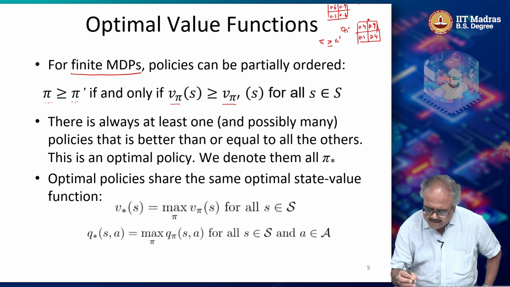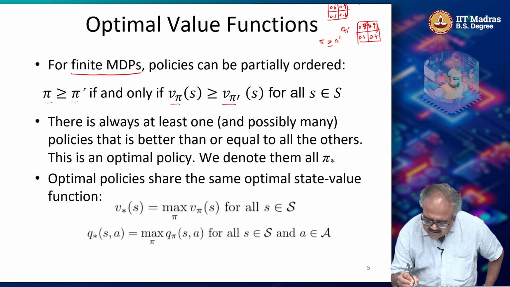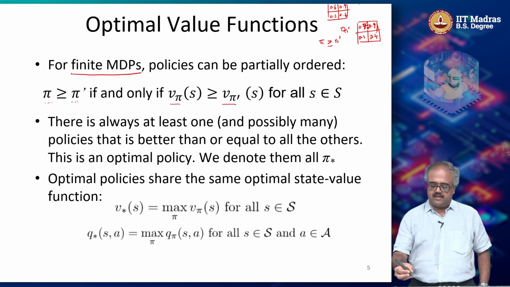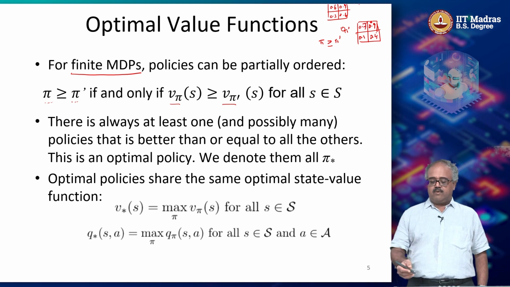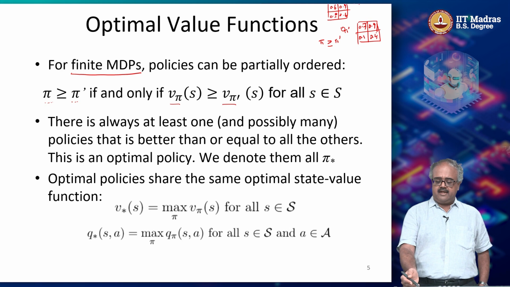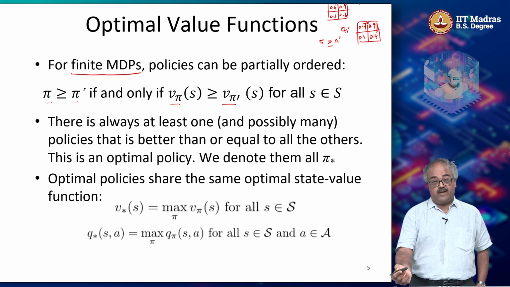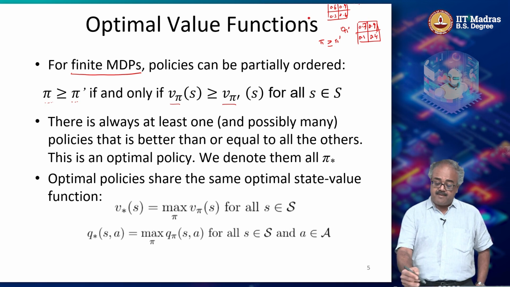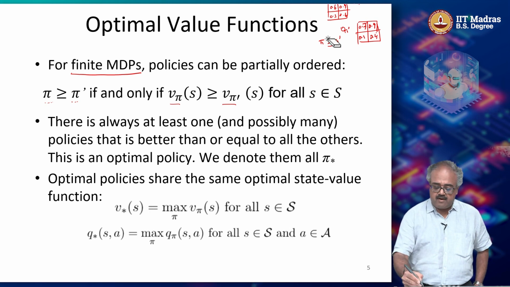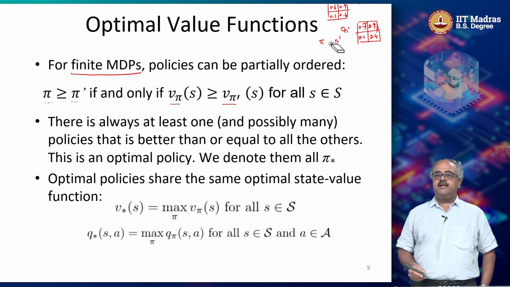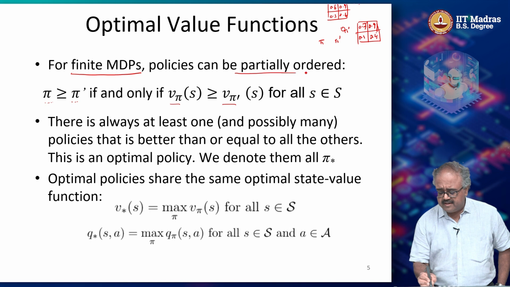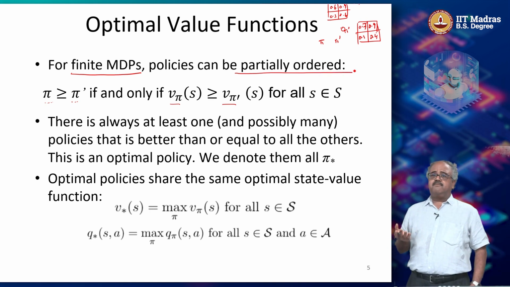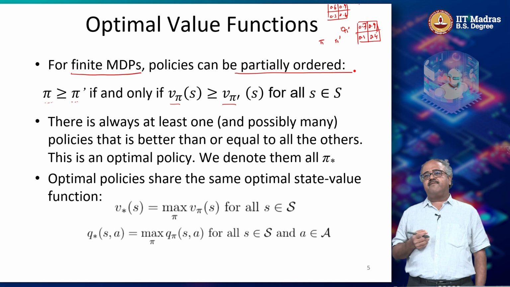Suppose it had been the case that this was 0.7. You get that? So what happens is, in 2 states V pi is greater than V pi prime, in one state they are equal, that is okay, and in one state V pi prime is greater than V pi. Then I can't compare pi and pi prime. That is why this is a partial order. There might be cases where for some states V pi is better, and for some states V pi prime is better.